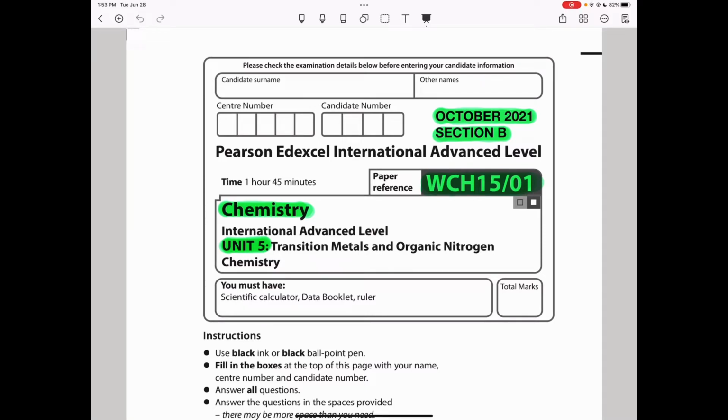Today we are doing the Pearson Edexcel International A level Chemistry Unit 5, Section B for October 2021. I already did a video for Section A and the video for Section C, so both videos will be linked in the description box of this video.